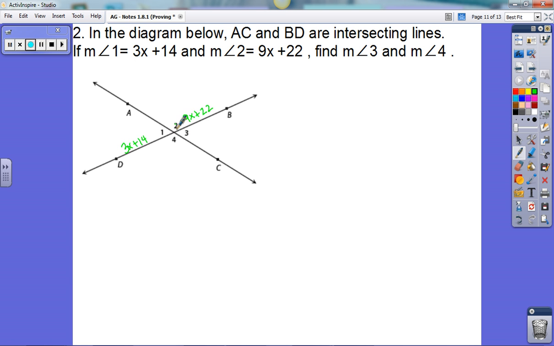These two angles are supplementary because they form a straight angle, which means that they have to add up to 180. So I've got 3x plus 14, add that to 9x plus 22, and that has to add up to 180.